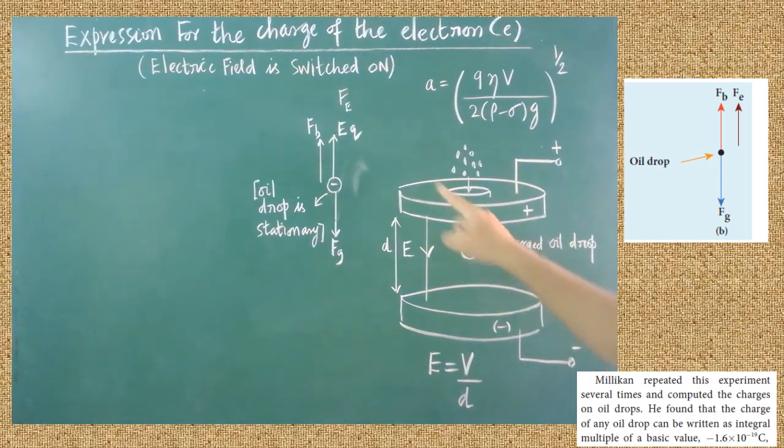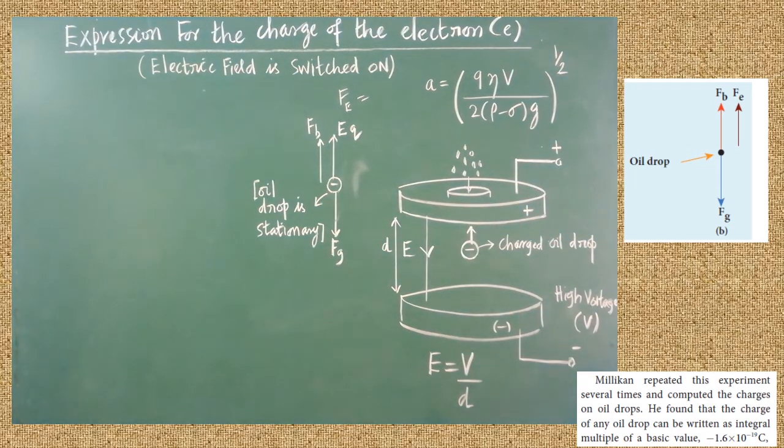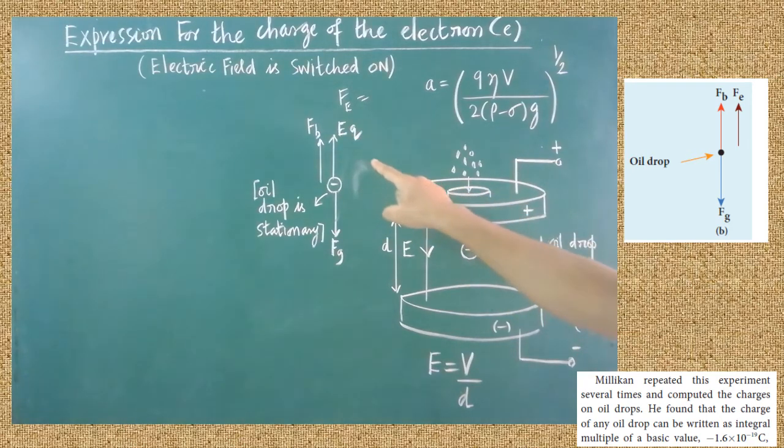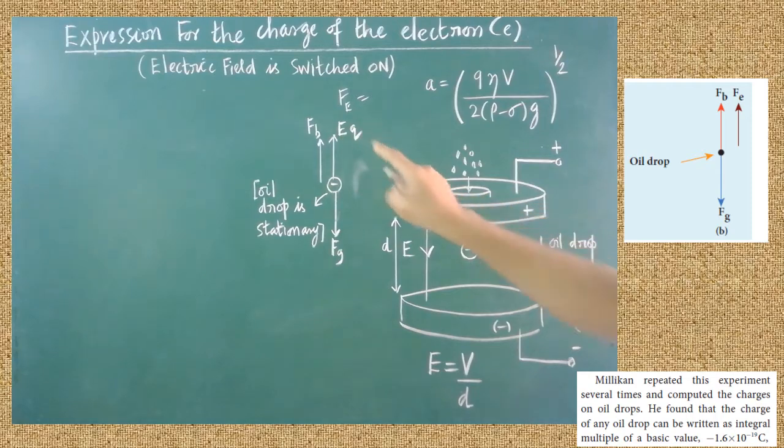That electric force is called Fe. Its expression is Eq. Are you clear? Here we are not able to predict how many charges are sticking on the oil drop. Therefore Eq must be written. Q is nothing but the total amount of charge stored on, or sticking to, the oil drop. Therefore the electric force acting on the oil drop in the upward direction must be taken as Eq.